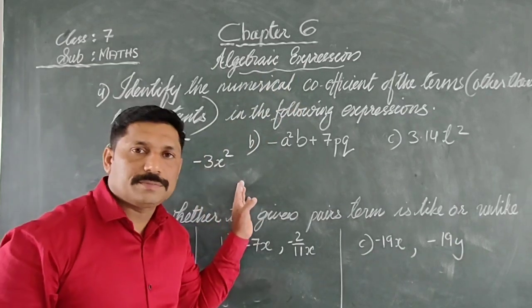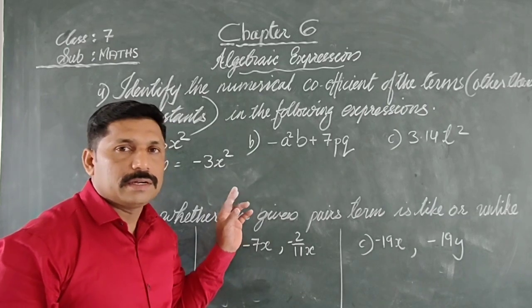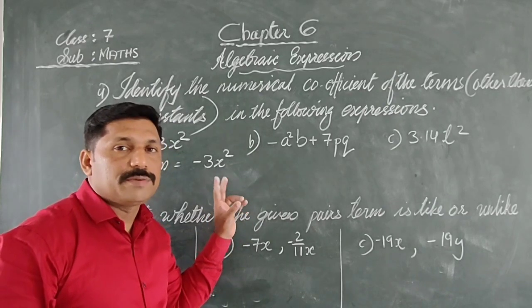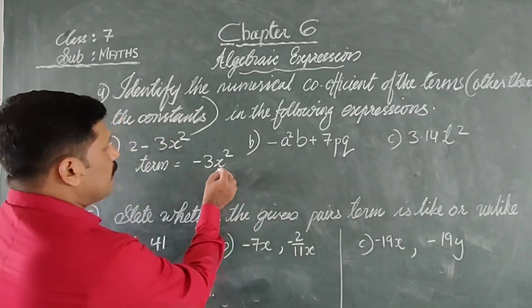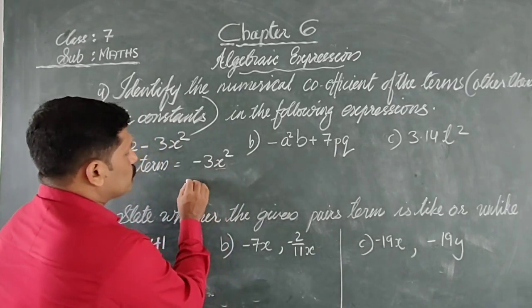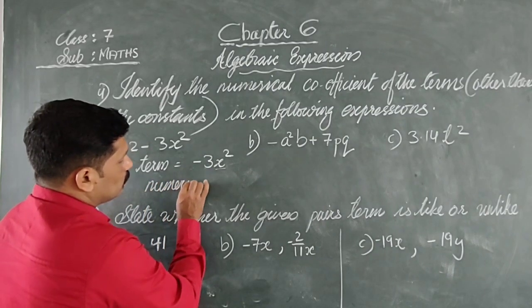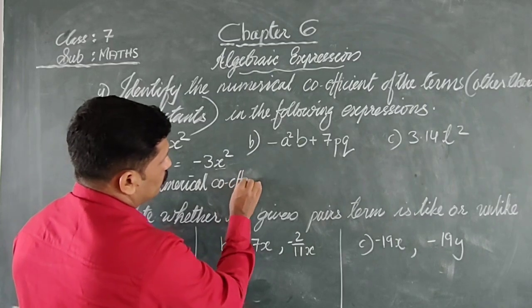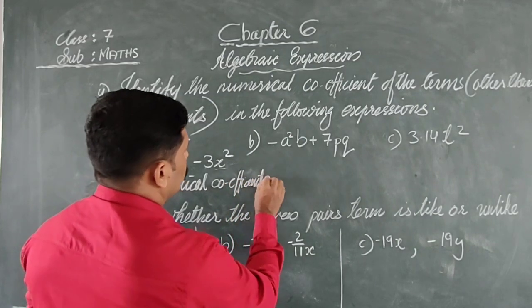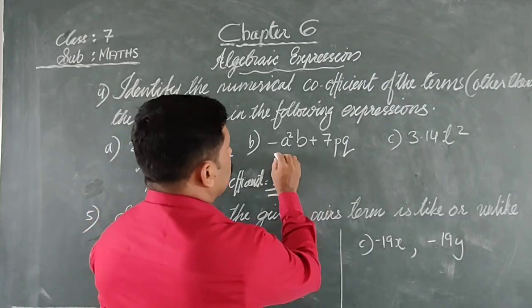So what is the numerical coefficient in this term? Numerical coefficient means the number that is multiplied with a variable. That is called a numerical coefficient. So here the variable is x square and the number is negative 3. So the numerical coefficient is equal to negative 3.